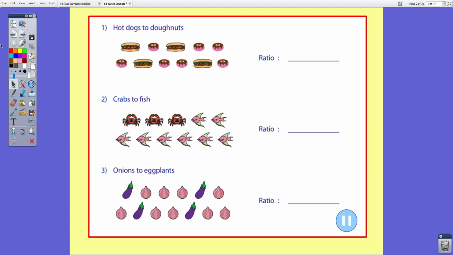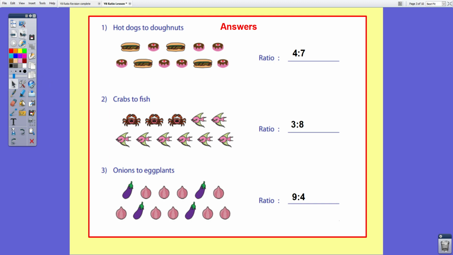Okay, let's see how you did. Here are the answers. Question 1, 4 to 7. Question 2, 3 to 8. And question 3, 9 to 4. Hopefully you'll have got 3 out of 3 correct.